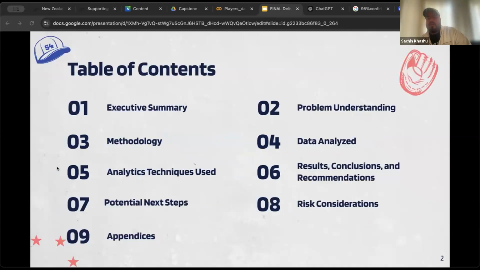So just looking at what we're going to be doing today. We're going to cover an executive summary, then go into a problem understanding, a methodology, some in-depth data analysis, and then some final recommendations.